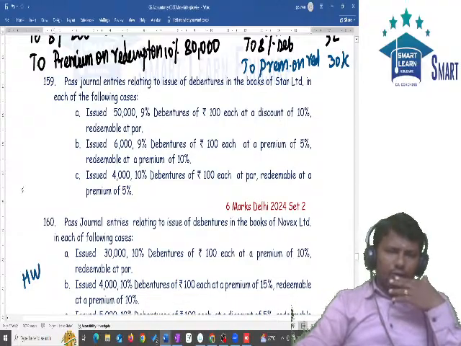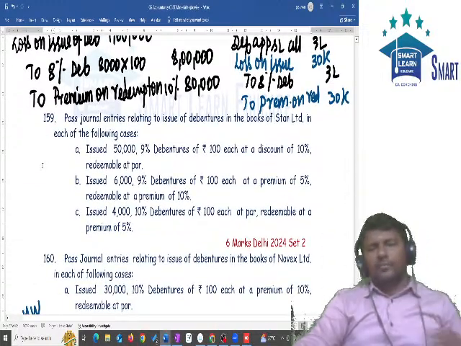Same entries are going to come, same entries, only the numbers are changed. That's all.